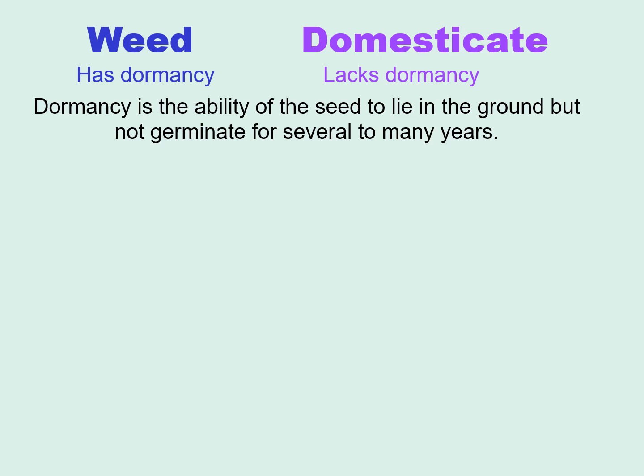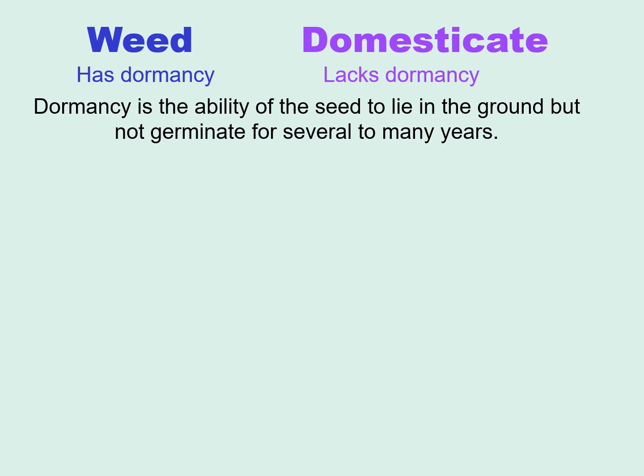Another way in which weeds differ from domesticates is that weed seeds may have dormancy, whereas domesticate seeds definitely lack dormancy. What is dormancy? Well, it's the ability of the seed to lie in the ground for many years, or just several years, but not germinate. So perhaps you've kept a garden, and one year you kept every single weed out of your garden, saying to yourself, next year I'm not going to have any weeds in my garden. Next year rolls around, and your garden is full of weeds. Where did they come from? Well, those weed seeds could have been 10 years old, 20 years old, maybe 50 years old.